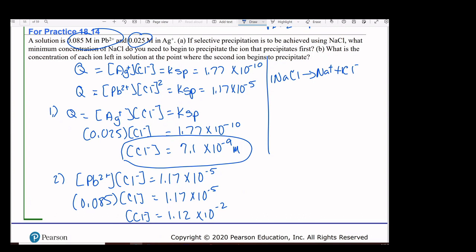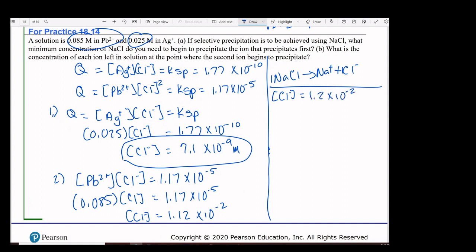So the silver chloride is going to precipitate first, and the sodium chloride concentration will be 7.1 times 10 to the minus 9 at that point. So let's look at B. What is the concentration of each ion left in solution at the point where the second ion begins to precipitate? So when lead chloride begins to precipitate, the chloride ion concentration is 1.2 times 10 to the minus 2.